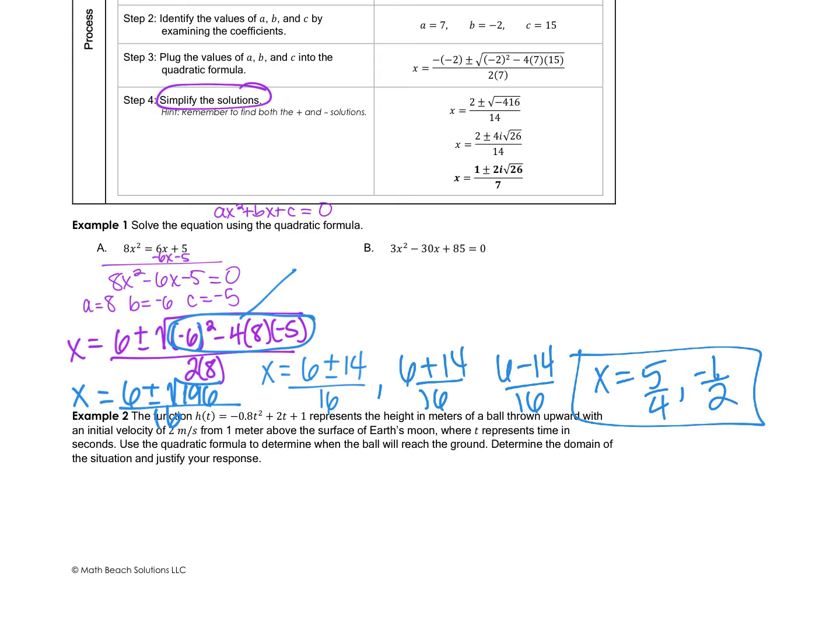So make sure if you do not have a radical in your answer because it was perfect, make sure you work it out and find those two answers. Sometimes you can leave it like that. That's if you have a radical.